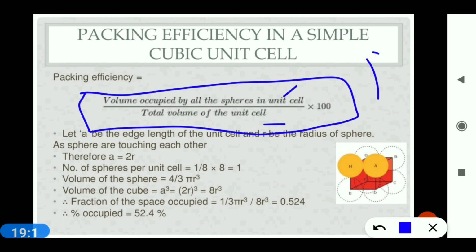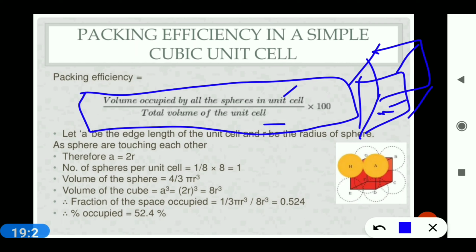So imagine a unit cell. In this unit cell, A is the edge length. When you see the edge length, you can see the yellow circle, edge length covering R and R, radius of first and radius of second. So A is equal to 2R. You can see here A equal to 2R. Now number of spheres per unit cell, you know in the SCC, that is 8 into 1 by 8 equal to 1.